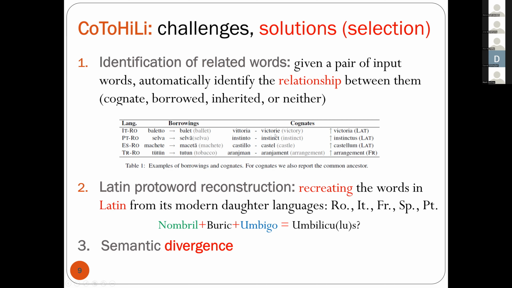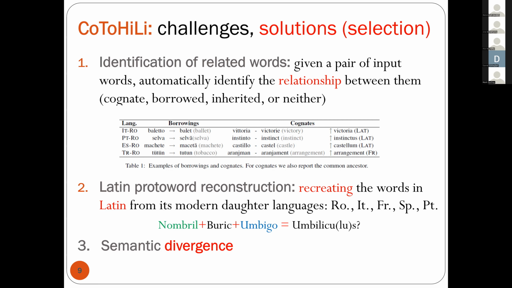In the first part of my talk, I try to present our solution to this problem. The second part will be dedicated to Latin proto-word reconstruction. This means recreating the words in Latin, the ancient language, from its modern daughter languages. We work with Romance languages. So given the modern forms in Romanian, Italian, French, Spanish, and Portuguese, we want to see if we can reconstruct the Latin proto-word.